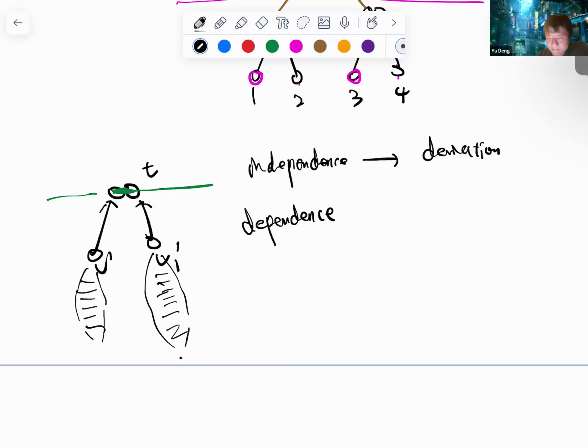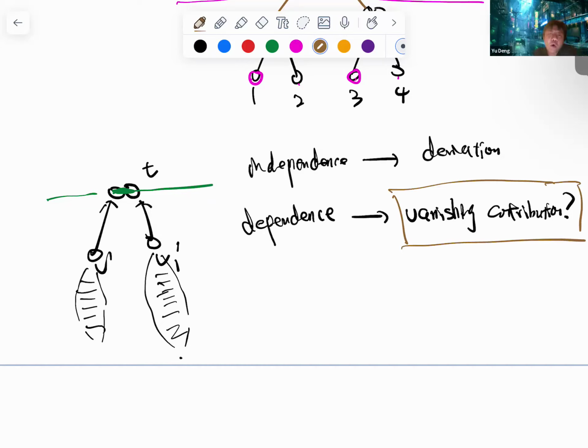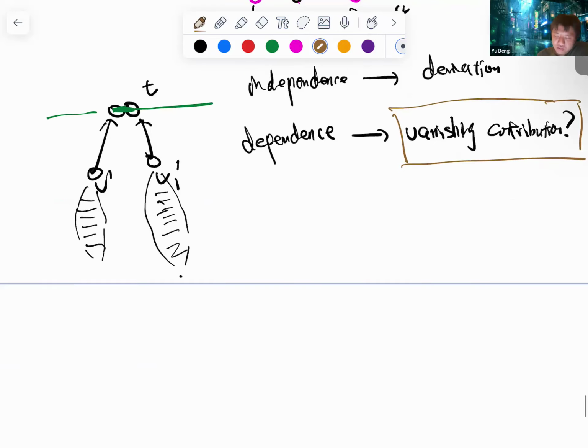The dependence has a vanishing contribution or not. Okay, so it turns out this is the main thing. One of the main points in the proof is to establish that the dependence indeed has vanishing contribution, and this corresponds to the case of so-called recollision.